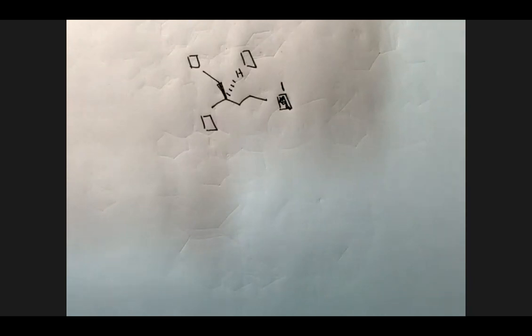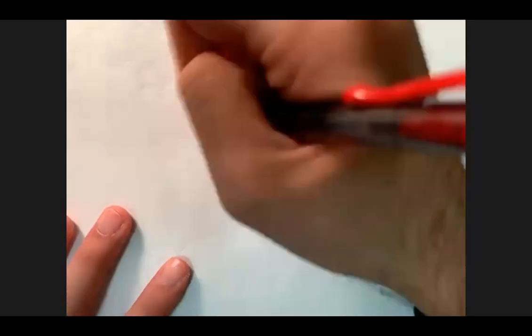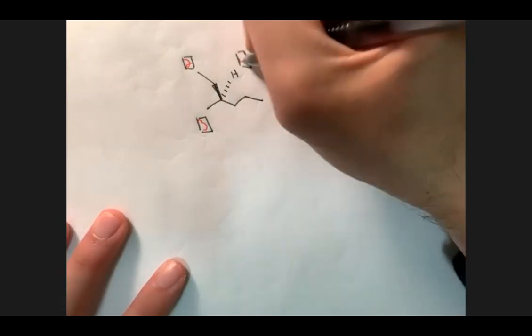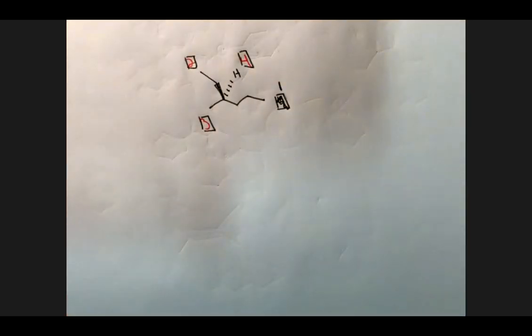What's the next one? Clearly the ethyl, 2. What's the next one? Clearly the methyl, 3. What's the next one? Hydrogen, 4. It's that easy. I don't think it's any harder than that. So quickly, you just have to assign 1, 2, 3, and 4 to these priorities.